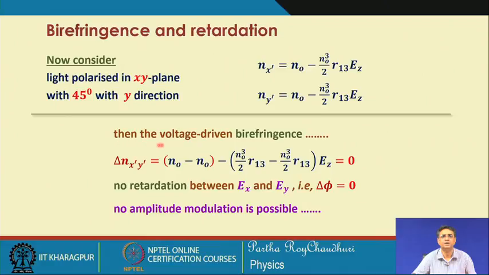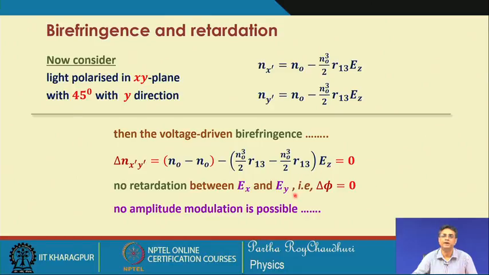So, then the voltage driven birefringence in that case will be equal to 0, because both of the polarizations are seeing the same change in the refractive index, and therefore, the same change in the phase. So, the phase difference is equal to 0. Therefore, there is no retardation between E x and E y components, or E x dash and E y dash components, because x and y are the same as x dash and y dash.